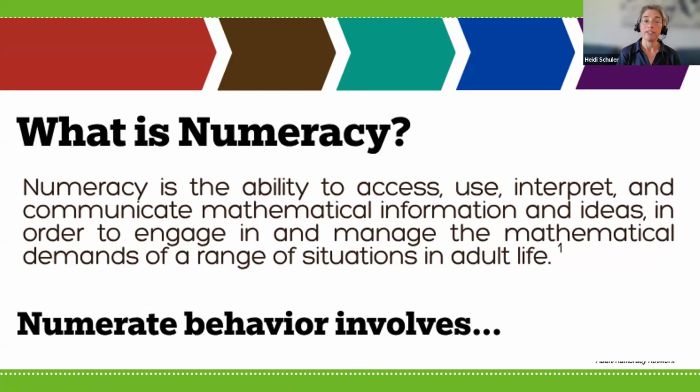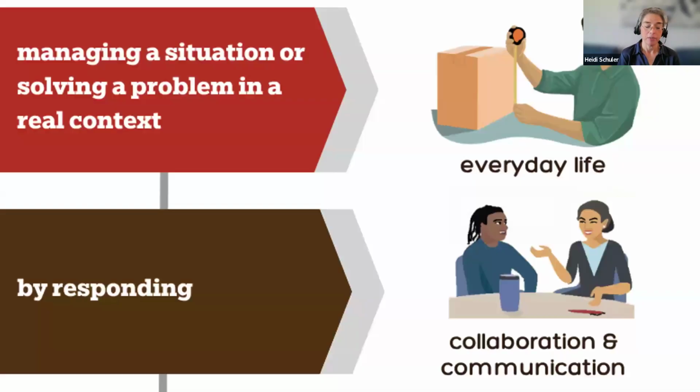That's a lot to try and hold in your mind as you're learning about it. And this is a definition that came out of the PIAAC study, and that's still in use today. That's what the asterisk on there is representing. It's a definition that has a lot of mathy terms in it, so we found it more useful to put some pictures to describe what's happening. And this goes along with numerate behavior. Numerate behavior involves managing a situation or solving a problem in a real context, and you see a picture of that on the right-hand side.